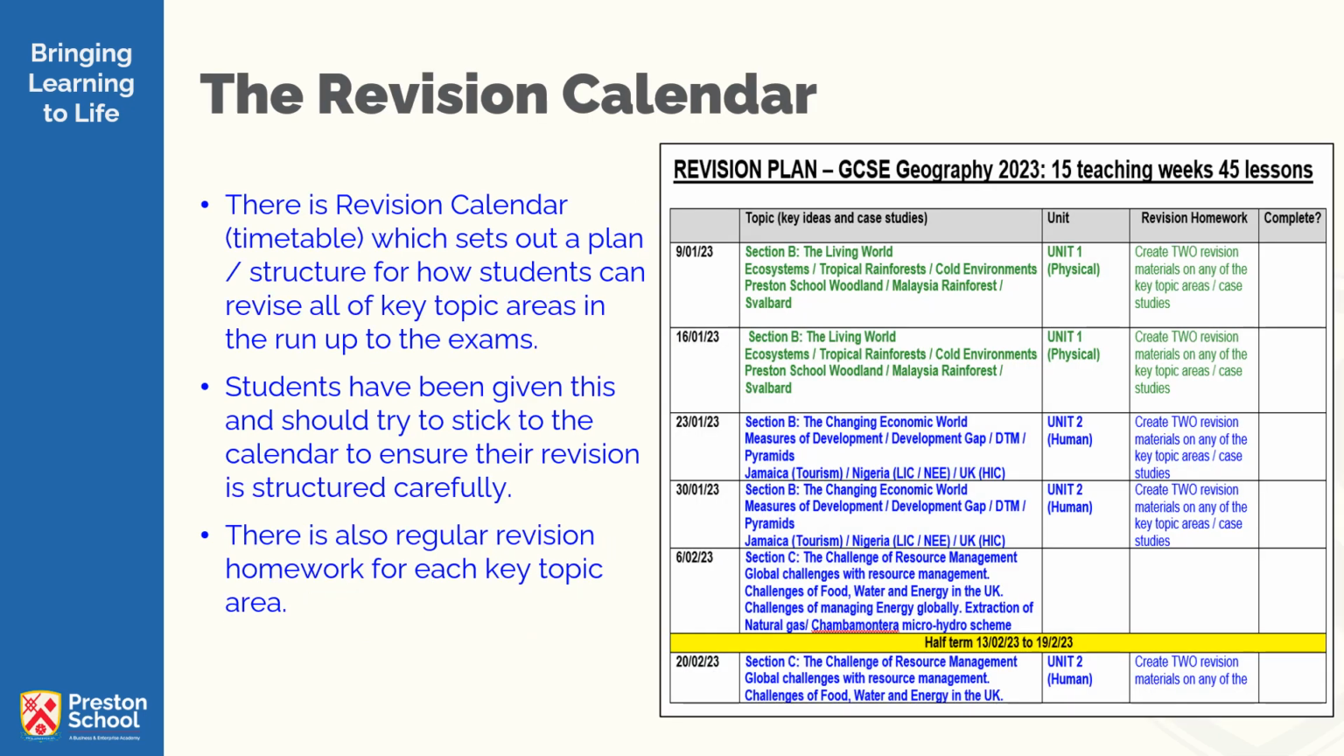The Geography department has given students a revision calendar which gives them a breakdown of what they need to be revising and how to structure their revision in the run-up to the final exams in May and June. Students are obviously welcome as well to make their own revision calendars and their own revision timetables, but the key is that they are planning out what they are revising when over the course of the weeks and months in the run-up to those final exams.